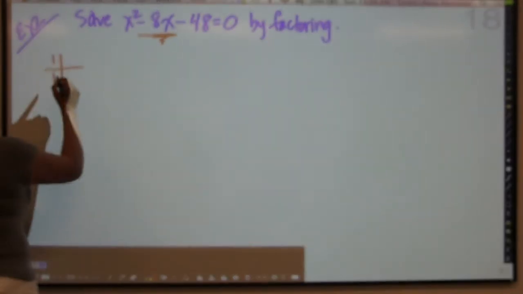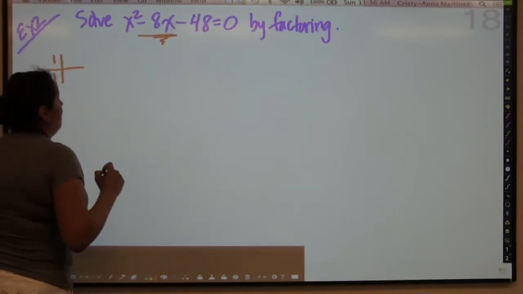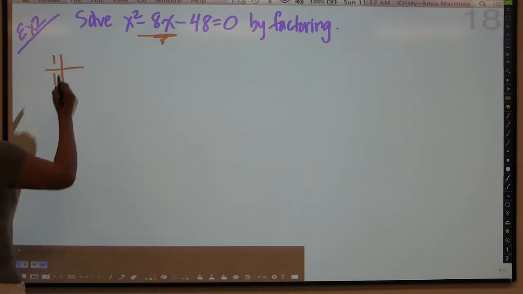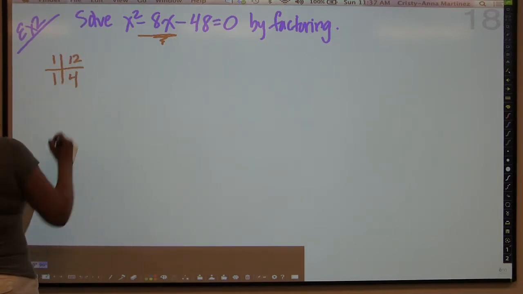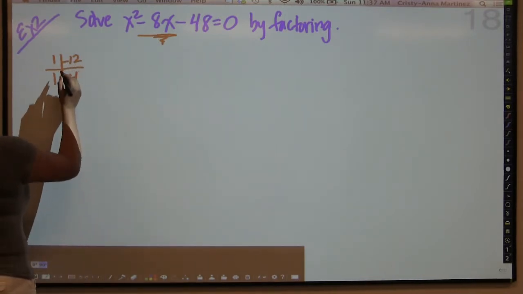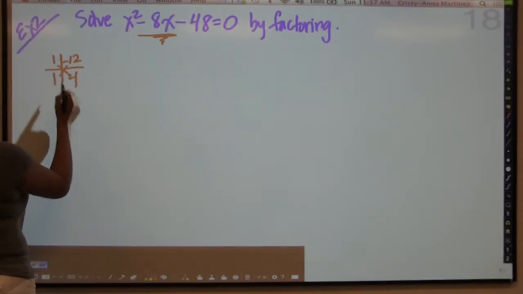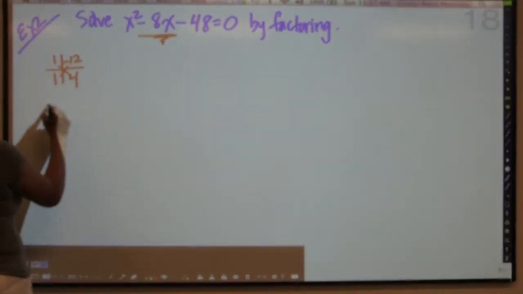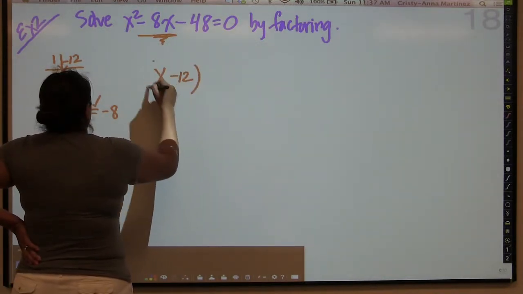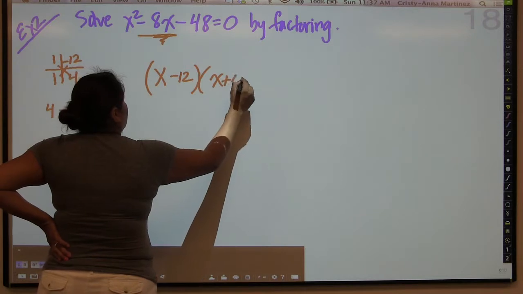So we have 1 and 1. 1 times 1 is 1x squared. And then for 48, we need 12 and maybe 4. I think 12 times 4 is 48. And we want a negative 8 middle term. So I will make this a negative 12. And so when I add the diagonals, I'll get 1 times 4 is 4. 1 times negative 12 is negative 12, and 4 minus 12 is in fact negative 8. So the factorization works, and so I'll factor it, and it'll become x minus 12 times x plus 4 equal to 0.